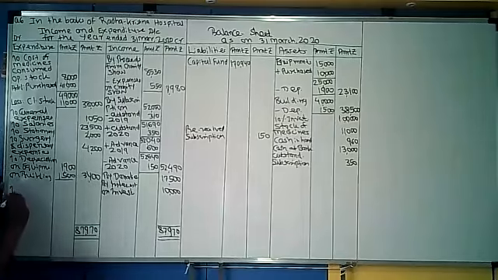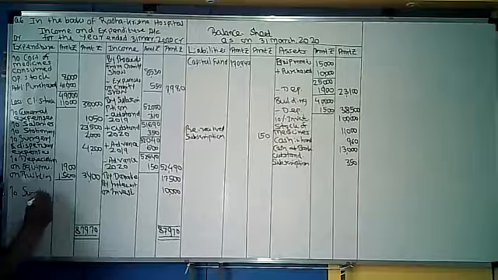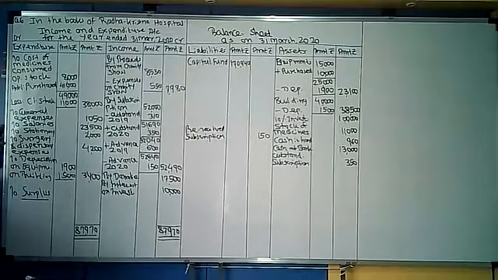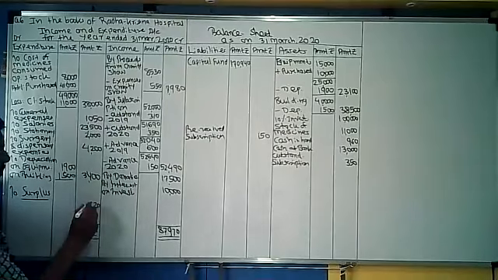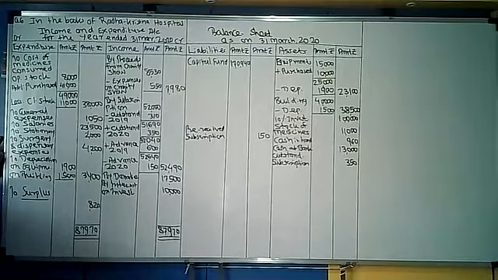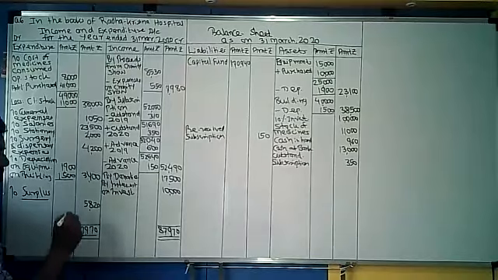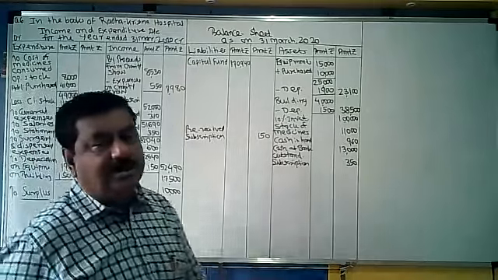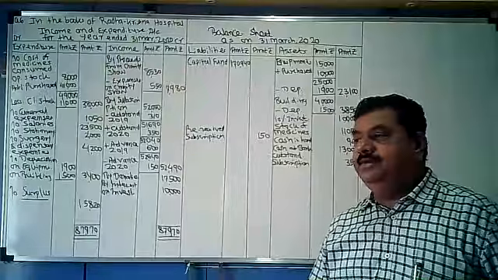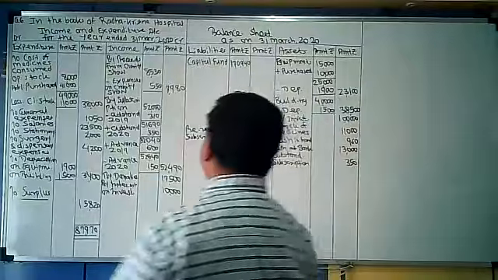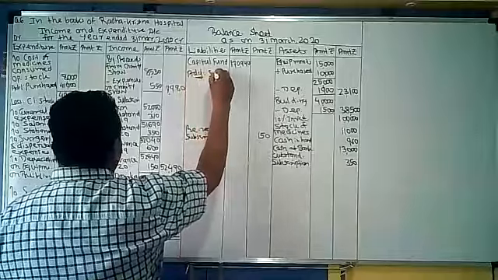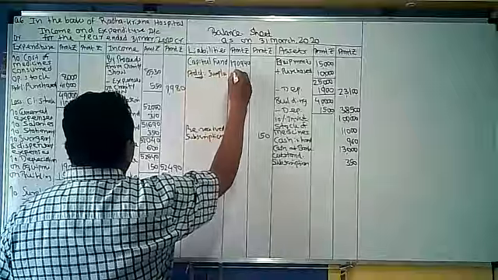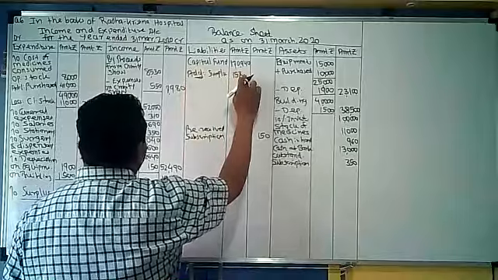Okay. And now let us find out the surplus. Surplus is also called the excess of income over expenditure. So surplus is 15,820. Add it to the capital fund. Surplus is to be added in capital fund, 15,820 rupees.